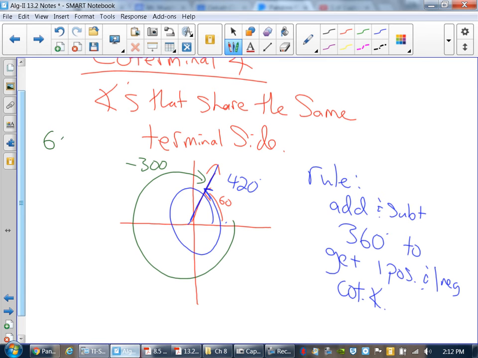So 60 degrees, 420 degrees, negative 300 degrees, all three of those angles are coterminal. I can add another 360, I can subtract another 360. I'm just looping around, and I'm still ending up at the same spot. Every time I go one full revolution, I'm going to be at the same place. Whether I'm going positive, counterclockwise, or clockwise, negative, every time I move 360 degrees, I'll wind up at the same spot.